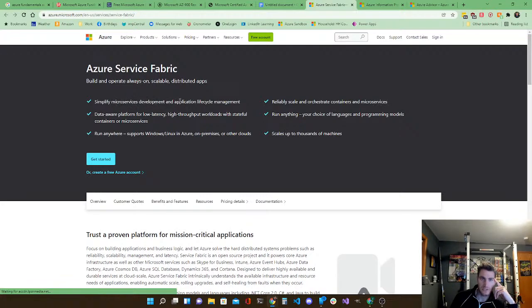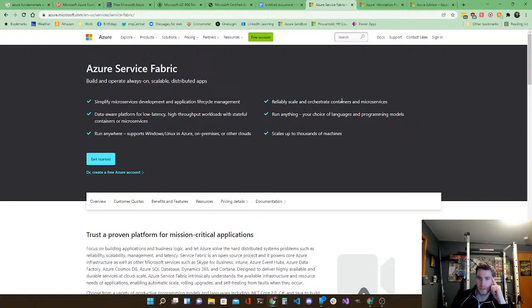Simplify microservices development and application lifecycle management. Work platform low latency, high throughput workloads, stateful containers or microservices. We're talking about stateless, but maybe you can do it without state. Run anywhere. Supports Windows and Linux on Azure, on-prem or other clouds. That's interesting. Didn't know that you can do it on-prem or other clouds.